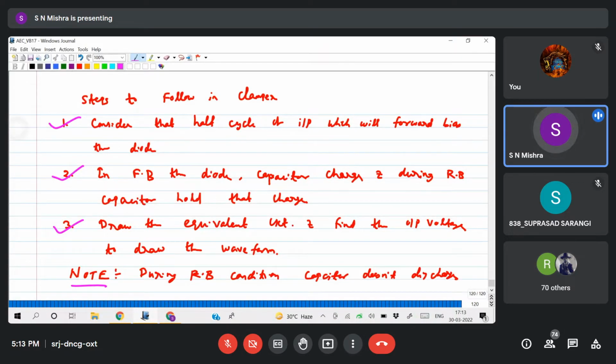So what is the first step? First you need to find which half cycle the diode is on. During the on condition the capacitor will charge fully. Then in the opposite condition, when the diode is off, you assume that the capacitor does not discharge, it will hold that voltage, and in each condition we have to do this. Let me solve one question easily.